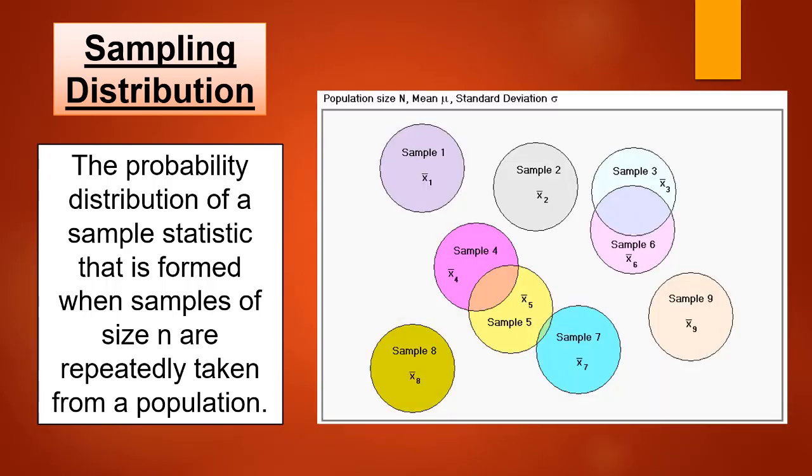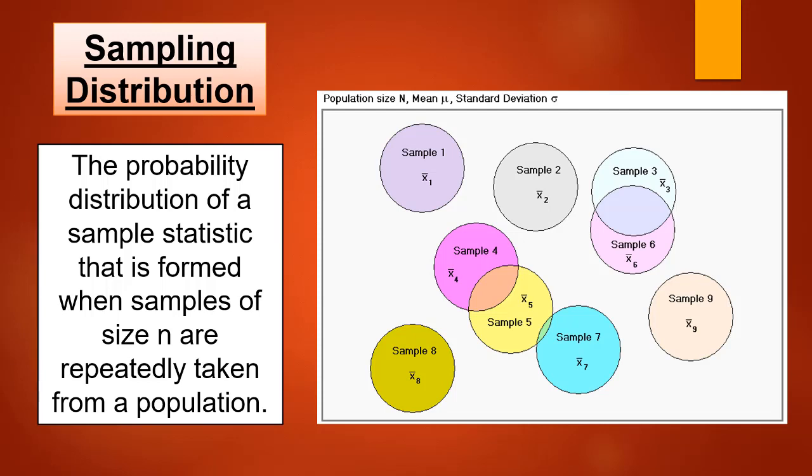So we have a little diagram here. I like this diagram. Did it myself. That's why I like it. What we see here is samples being taken from a population. And you'll notice that each sample that we're taking has its own mean. So sample 1 has x bar 1, sample 2 has x bar 2, sample 3 has x bar 3.